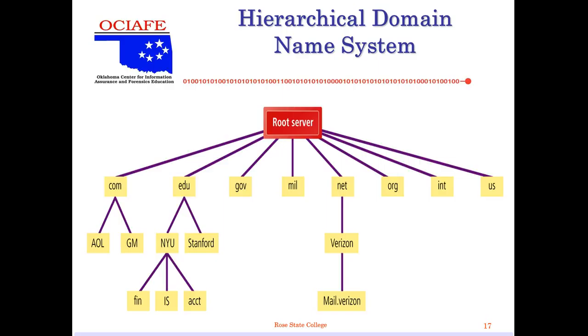AOL.com would be a tertiary level. Okay, that means it's AOL.com, AOL.com dot when you were to write it out. For example, if I wanted to go to the 4th level, it would be accounting.nyu.edu. Okay, so you'd have ACCT, NYU, EDU, period. And that's how the hierarchical domain name system is.